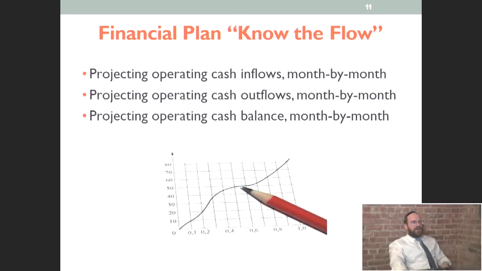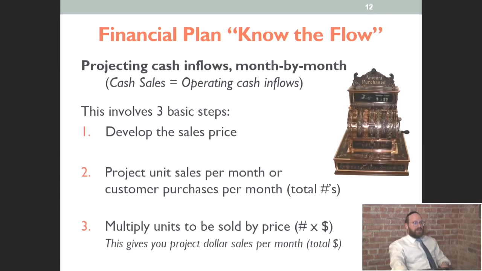Knowing the flow is broken out into 3 categories: knowing your inflows, or projecting what your inflows of cash will be on a monthly basis, projecting what your outflows will be, and then seeing what your cash balance is going to be. And if you're in the negative, you'll know that you'll have to change your model in a way where you'll be in the positive, or figure out a way to capitalize the company so that you can continue functioning.